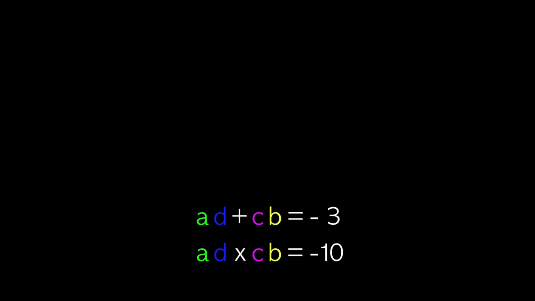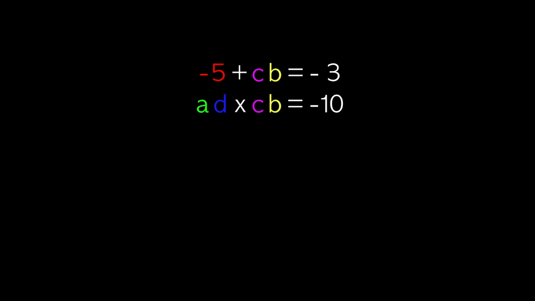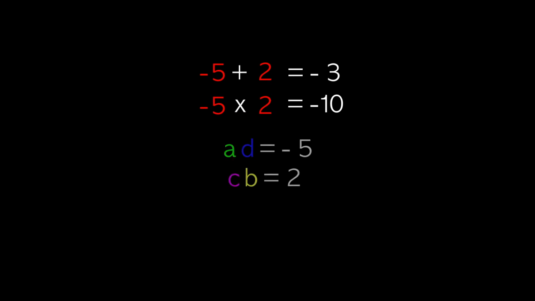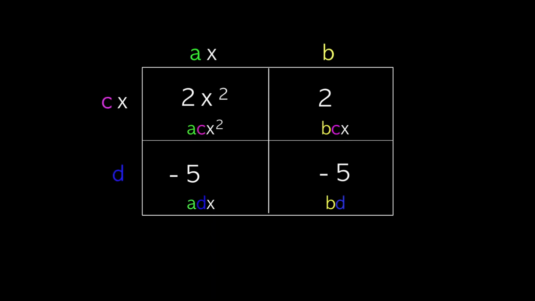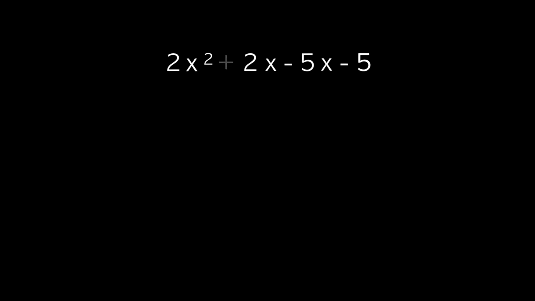So what two numbers add up to negative 3, and when multiplied are equal to negative 10? Well, negative 5 plus 2 is equal to negative 3, and negative 5 times 2 is equal to negative 10. So now we put negative 5 and 2 in the remaining boxes, remembering that they're x term boxes, so each term gets an x. Now we have 2x squared plus 2x minus 5x minus 5, which can be factored by grouping.